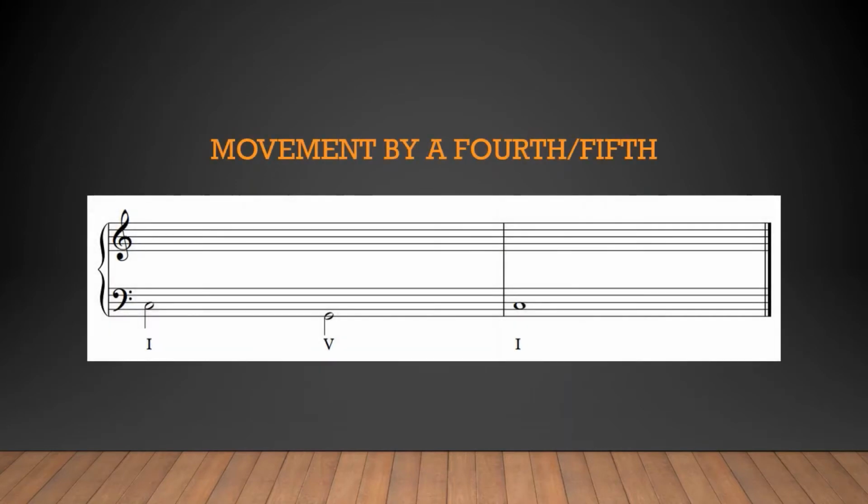Next we have movement by a fourth or fifth. When the bass moves by a fourth or fifth, we keep the 1 common tone, in this case G, and move the remaining voices to the nearest chord tones. In this case, E and C move to D and B respectively. We follow the exact same procedure to return to our C major chord, keep the single common tone, and move the remaining 2 voices to their nearest chord tones.